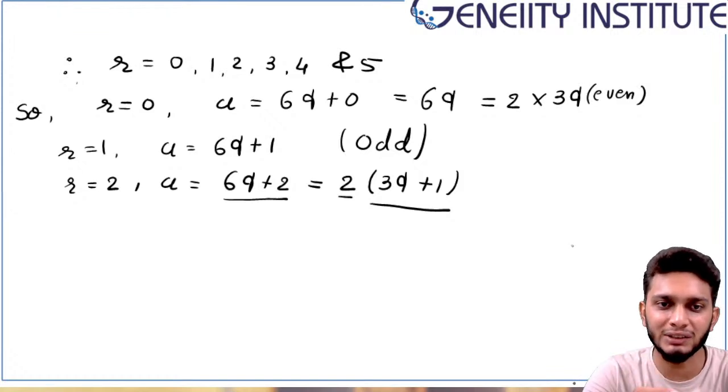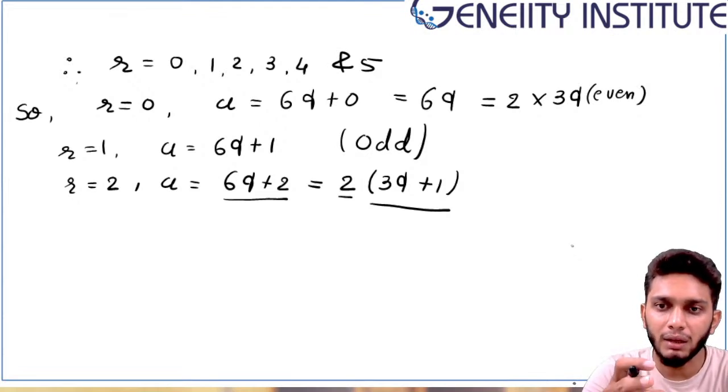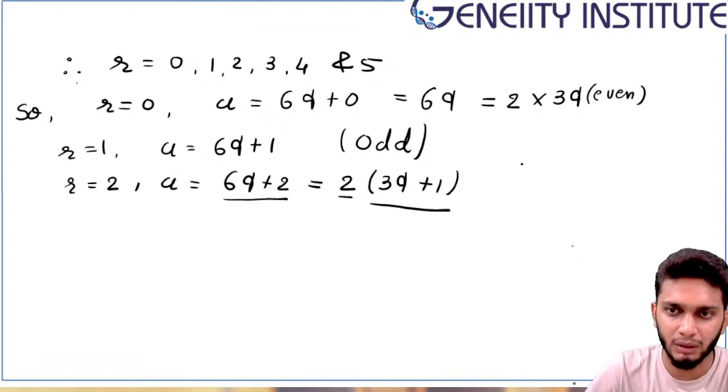Here you can see that whenever you take r is equal to 2, meaning remainder 2, then a is expressed as a product of 2 and 3q plus 1, so a can be divisible by 2 because it is a product of 2. So it is an even number, not an odd one.